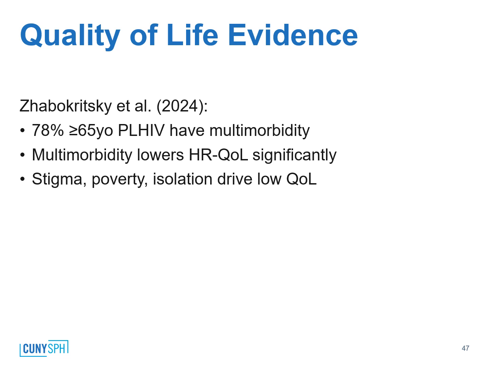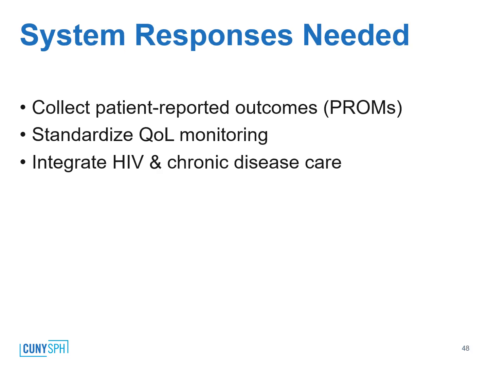Challenges include lack of standard quality of life metrics, including gaps in fragmented systems, and quality of life evidence shows that well over a majority of people living with HIV over 65 years of age have multimorbidity, that is, 2 or more conditions besides HIV, and that this multimorbidity lowers health-related quality of life. Stigma, poverty, and isolation are also key drivers of low quality of life.